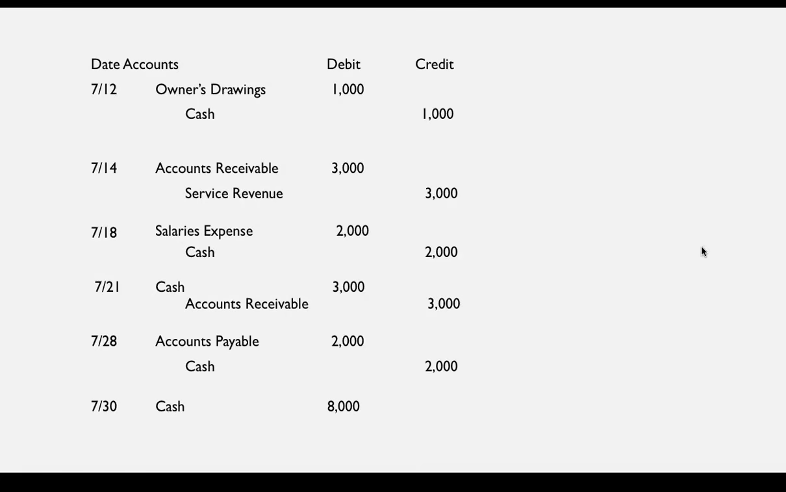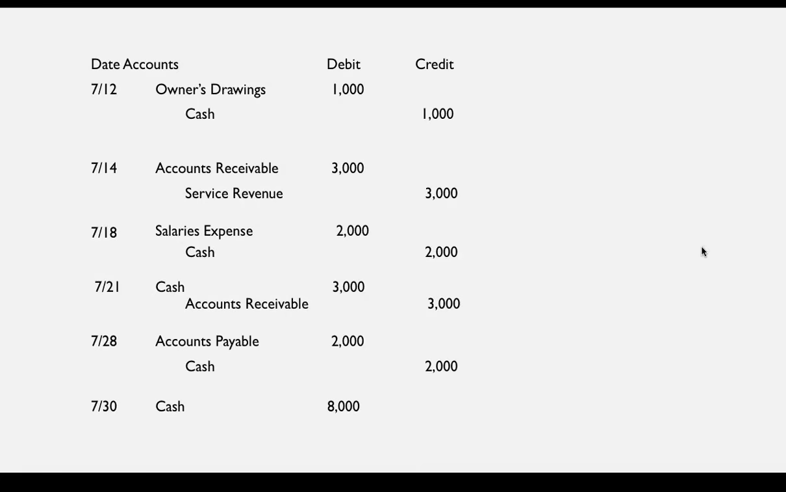Now, the other 2 pieces here. We earned revenue of $12,000. So if we look back on July 14th, when we earned revenue there, we credited service revenue. So we're going to want to end up crediting service revenue for $12,000 here in this problem as well.